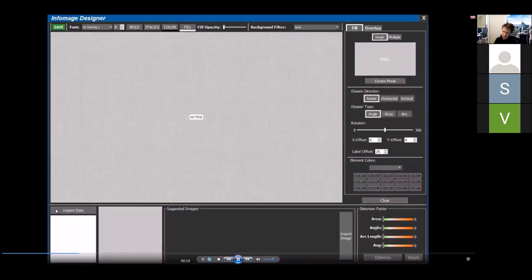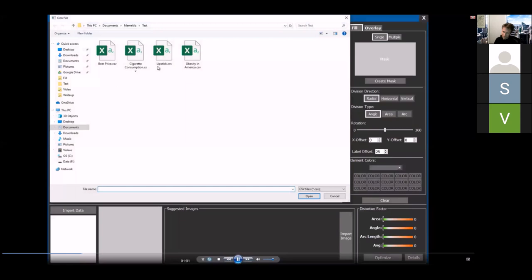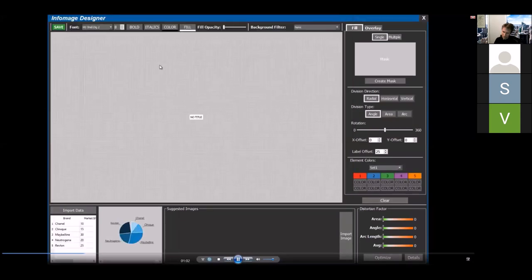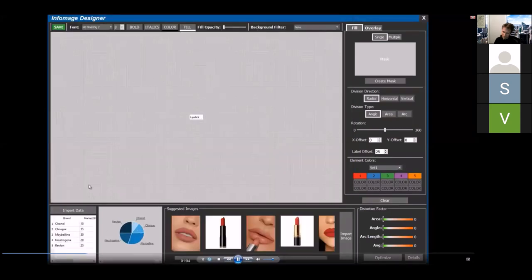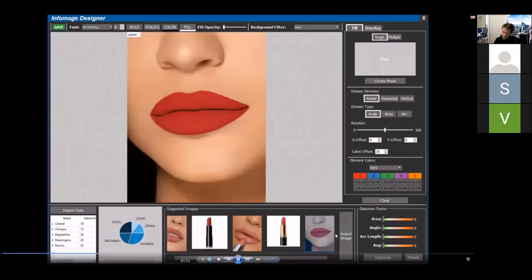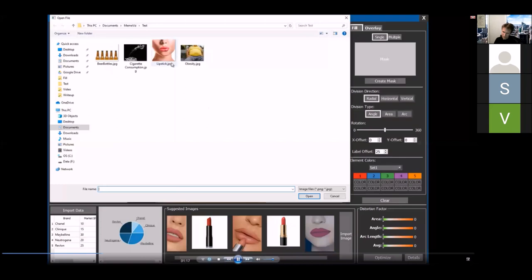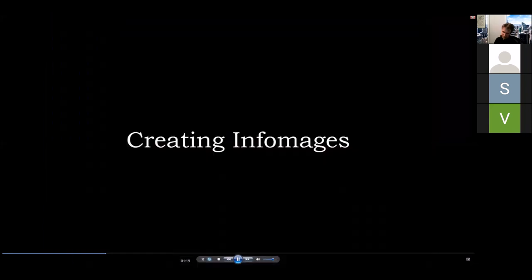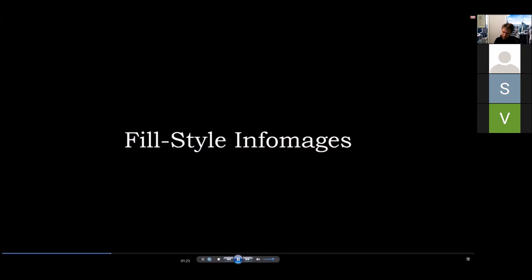The tool allows users to import data from CSV files. Once a data file is selected, the data is loaded into a table, and a plot is generated in a preview pane. Our tool also retrieves images associated with the topic of data from the web. Users can either select one of these images or import their own image. Let's move on to infomage creation. We start with the fill style infomages.